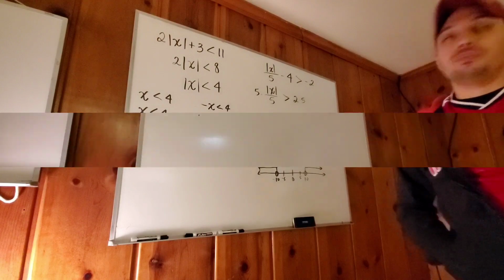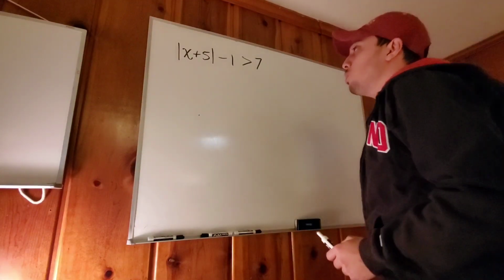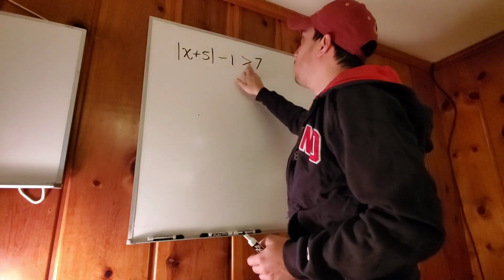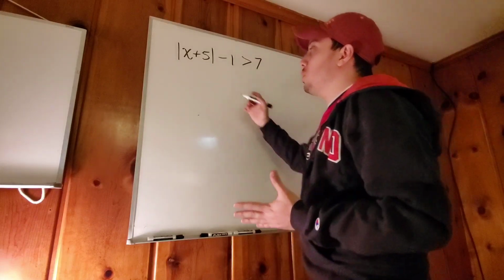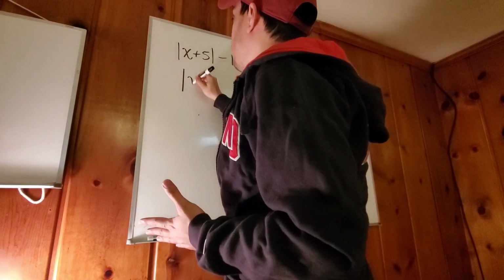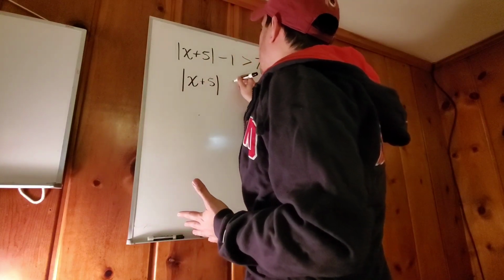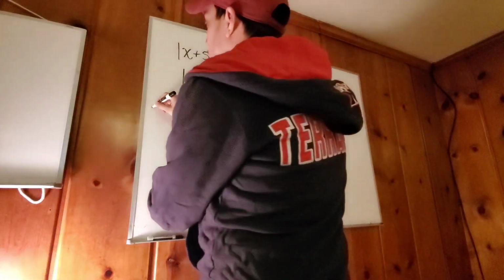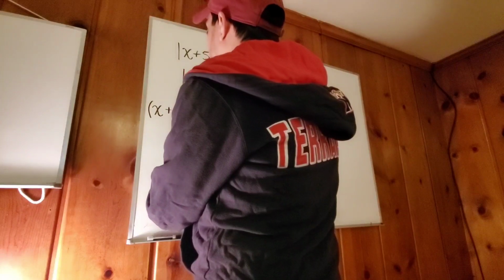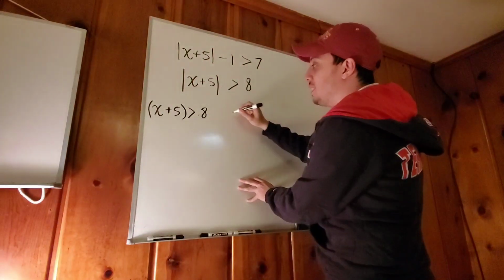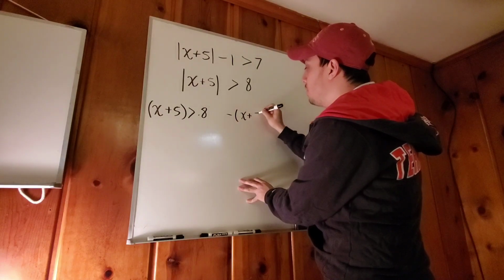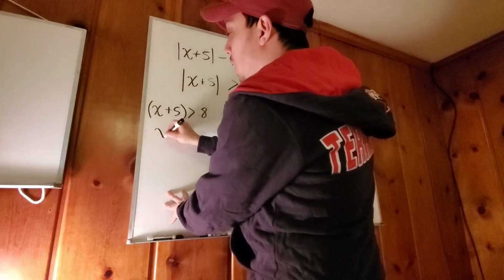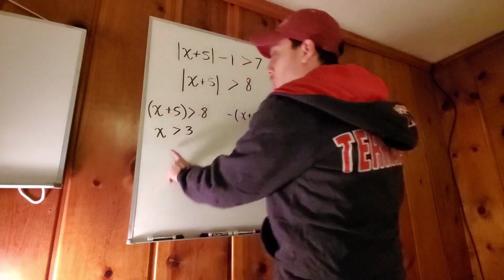It's actually pretty simple. All right, moving on to example 2, which only has one part. Example 2 is absolute value of x plus 5 minus 1 greater than 7. So in here, we're going to have absolute value of x plus 5 is greater than, because we added, is going to be 8. Then we're going to have x, positive x, plus 5 is greater than 8, and negative x plus 5 is greater than 8. Booyah! And so in here, we're going to subtract 5, so x is going to be greater than 3.